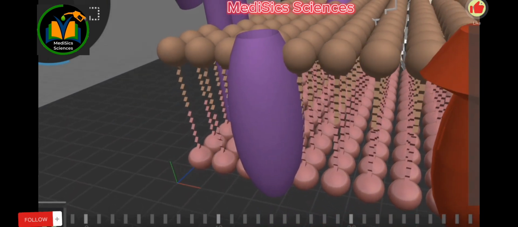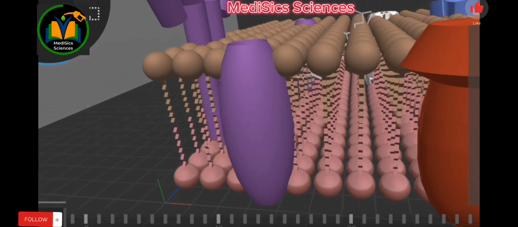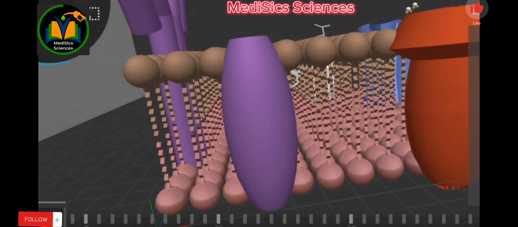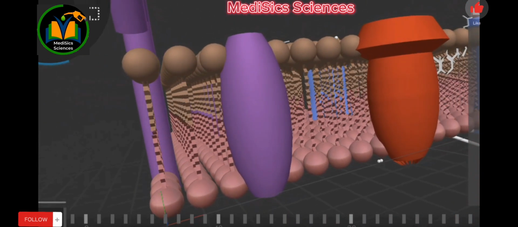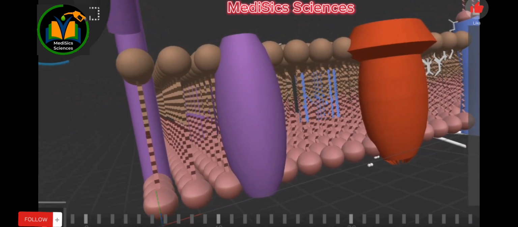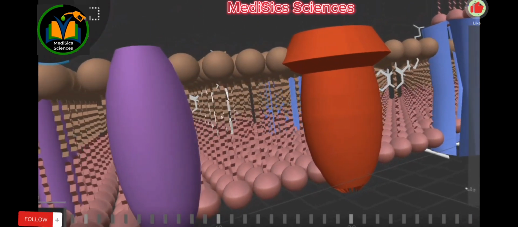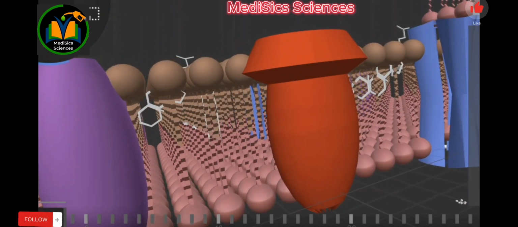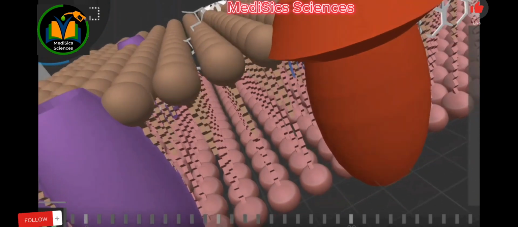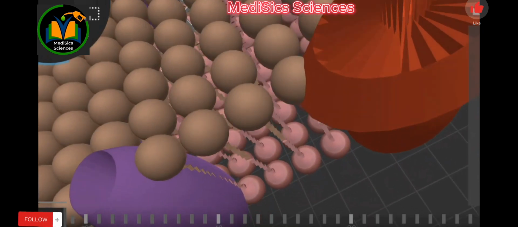It is also called the beta barrel. Beta barrels are used to transport water so quickly. Carrier protein helps to move substances across the cell membrane. Examples are sodium pump, potassium pump, and glucose sodium transporter.